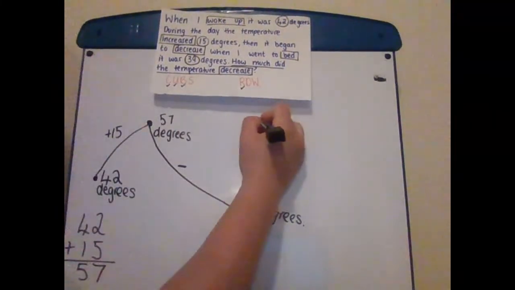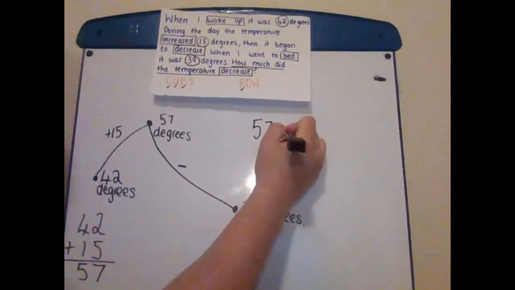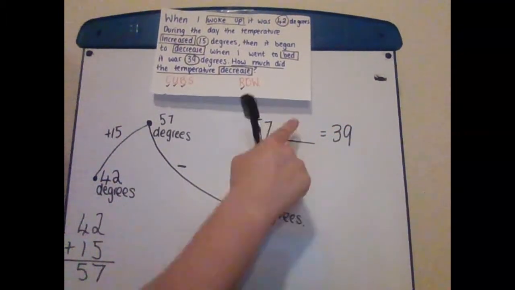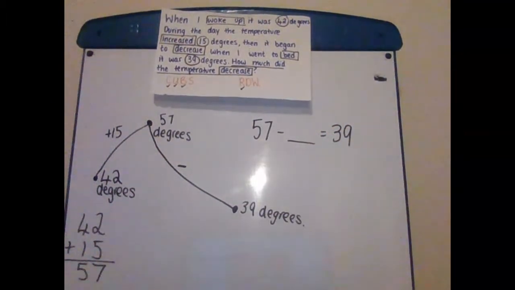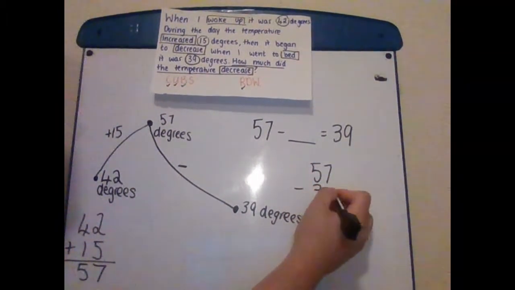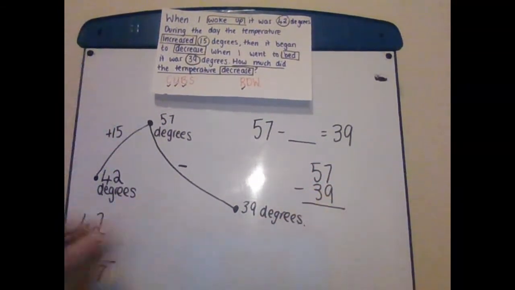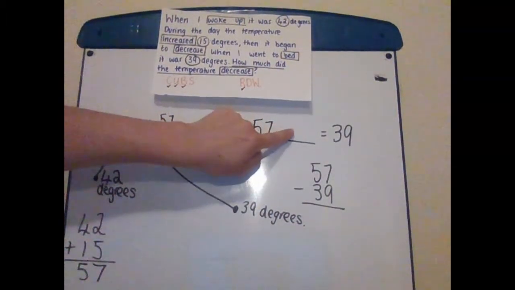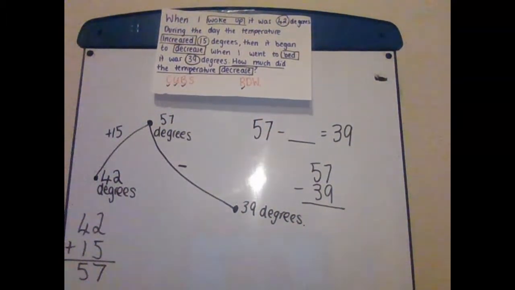Okay, so 57 degrees minus what now gets me to 39 degrees. That is what the question is asking me. I can also rearrange this by doing 57 minus 39. Okay, I can rearrange this equation so that my answer is not in the middle of the equation.